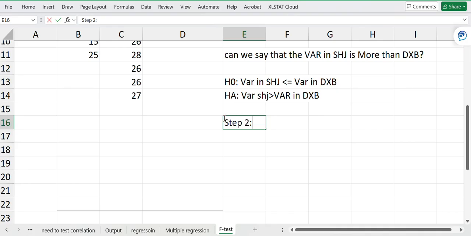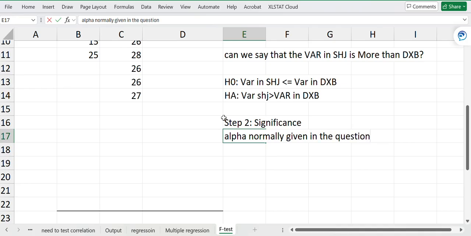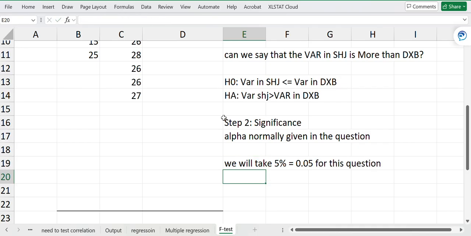Step 2 is about significance. Significance is alpha, normally given in the question. It will say at 5% significance or 2% significance or 8%, some level will be given. So it's normally given in the question. We will take 5%, which is the same as 0.05 for this question. This is step 2.